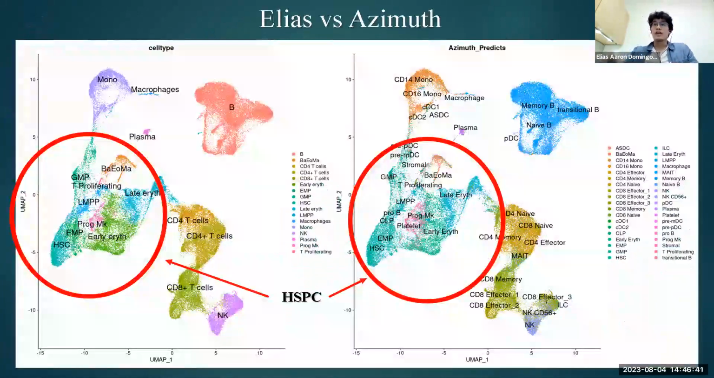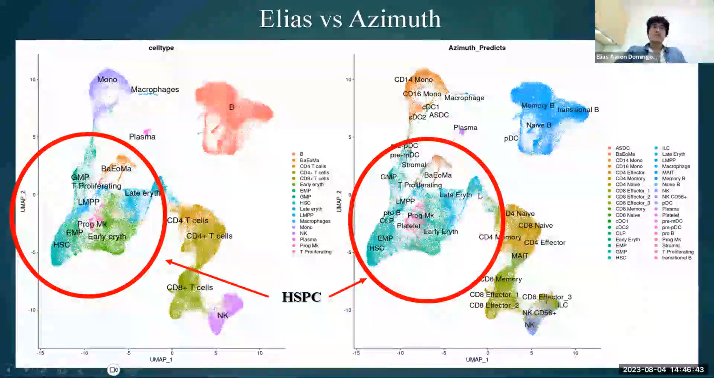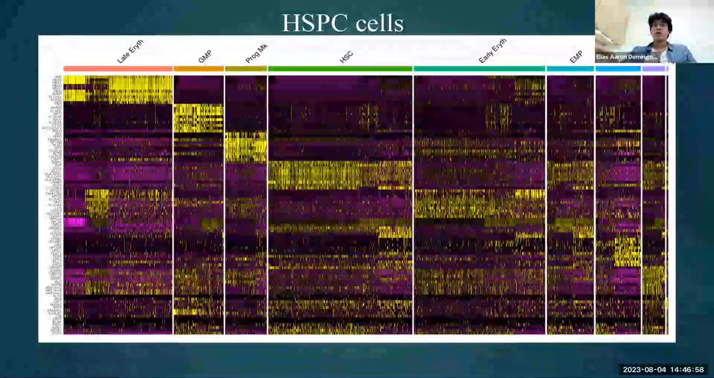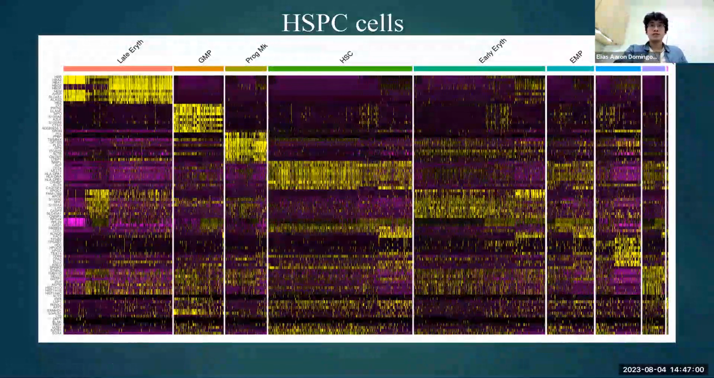And this is how I fared against the machine. As you can see, there's much more of a difference here on the B cells, CD4 cells, your T cells, your NK cells, but they are around the same in the HSPC area, and we're going to be focusing more on this. And these are all the markers that I use to annotate these cells.